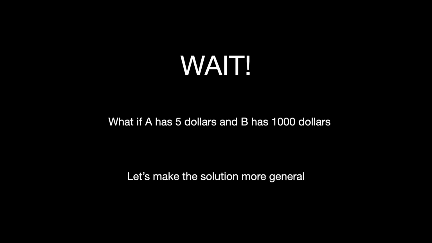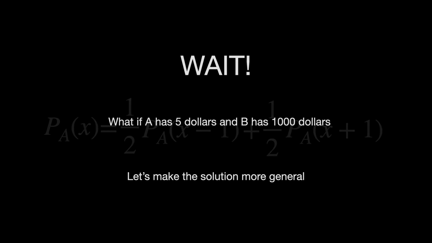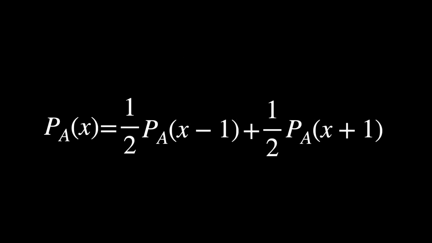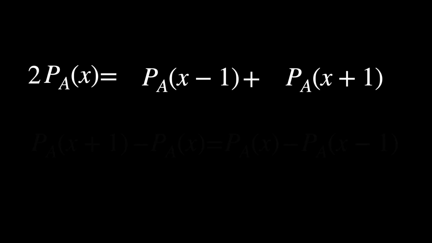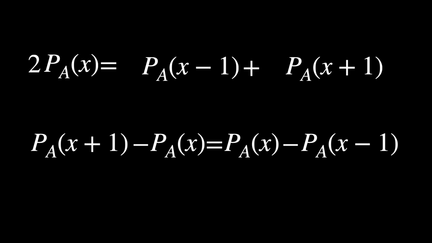Wait, what if the amounts of money A and B have are different, like A has $5 and B has $1,000? Then what would the probability be for A winning the game? Well, let me explain it again. Let's go back to this equation we had earlier. If we multiply by 2 on both sides, we get a new equation here. By rearranging the elements, we can express the equation differently, like the one below.